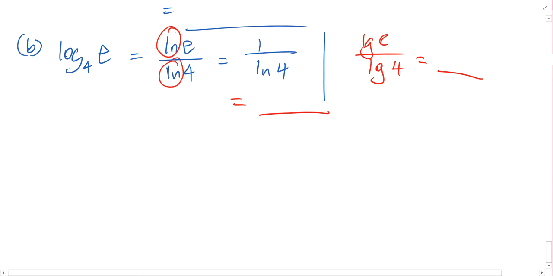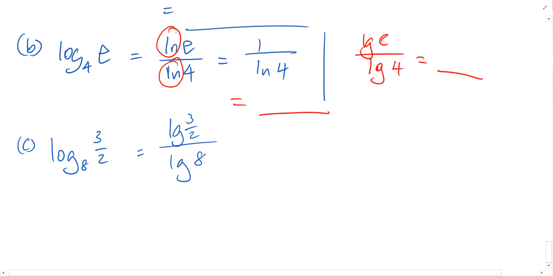Part C, log base 8 of 3 over 2. Okay, ln or log? Log, okay, log 3 over 2 divided by log 8. Log 1/3 root 5.